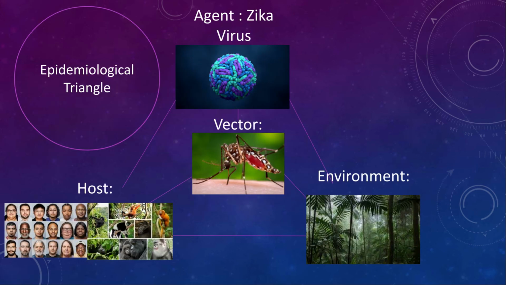Epidemiological triangle. So the agent is the Zika virus. The vector is the Aedes species mosquitoes. The environment is warm, wet places where mosquitoes can thrive the best. And the host is mainly humans and primates. As you can see in this image, humans and primates. The vector is an Aedes species mosquito, and in environments like this, mosquitoes can thrive really well.